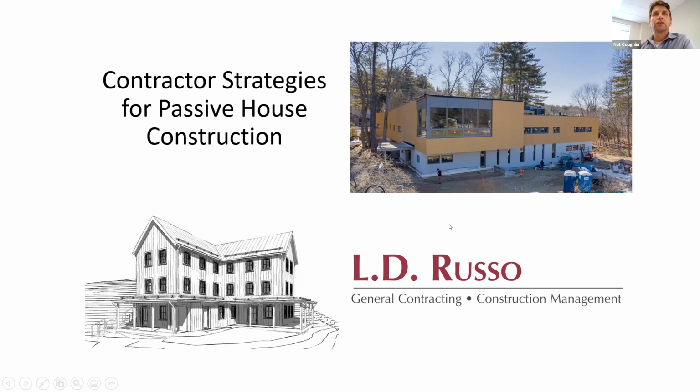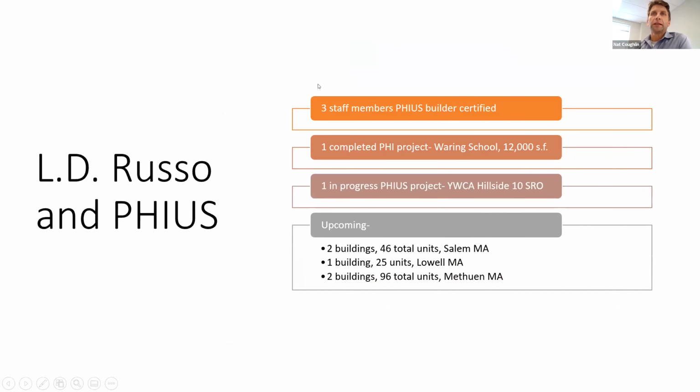On this slide, the top right is the Waring School in Beverly, Massachusetts, which we just completed over the last year. We believe, according to the architect at least, that it may be the first Passive House school building that's been completed in Massachusetts. They're trying to verify that, but that is what we think. The bottom left is what we call the Hillside YWCA, which is an affordable housing project in Newburyport.